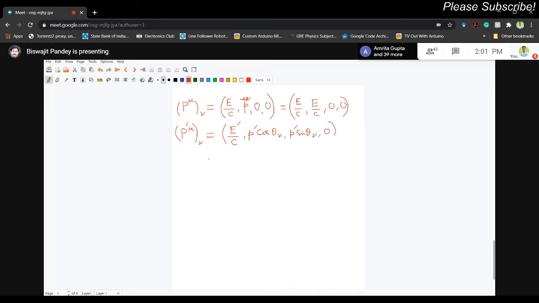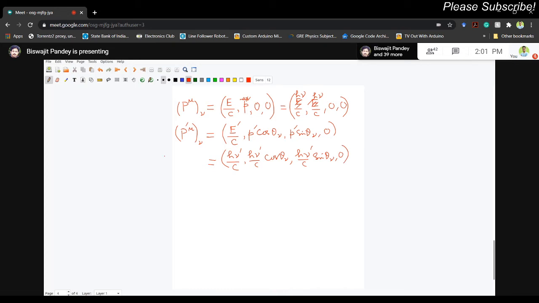Since we know all these, this E prime is nothing but h nu prime by c. Of course, in place of E, I can write h nu by c. So the components are h nu prime by c, then h nu prime by c cos of theta nu, then h nu prime by c sine of theta nu, and 0.